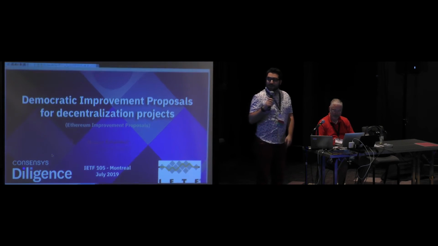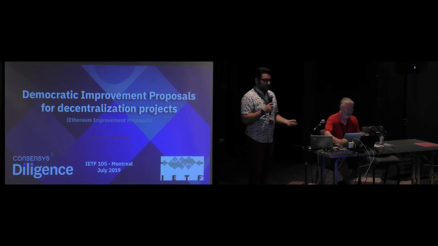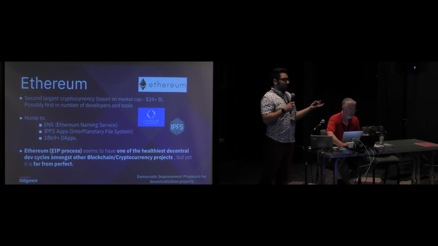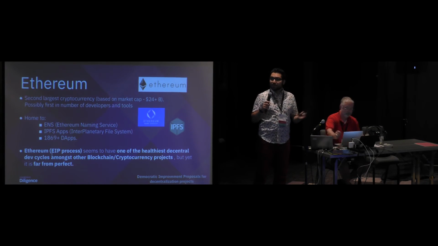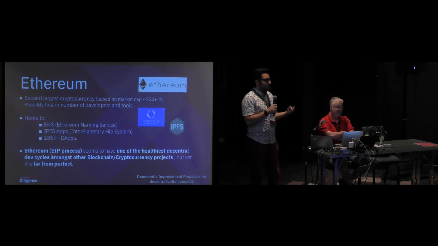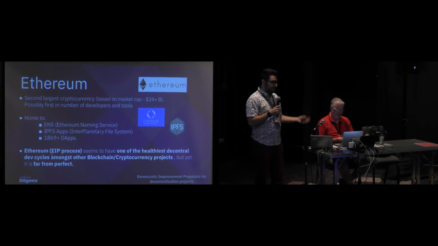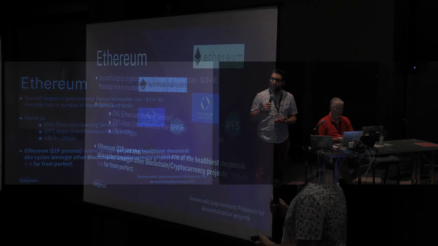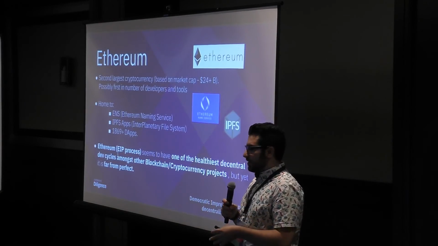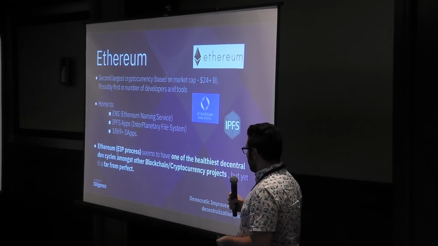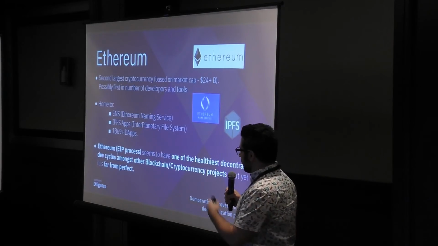Hi everyone. I'm here to talk about Ethereum improvement proposals, and there's no time for introduction. We just jump in. As you may or may not know, Ethereum is the second largest cryptocurrency based on market cap. It possibly has the largest number of developers and tools among blockchain DLTs. Ethereum is a home for ENS, the Ethereum Name Service, which is trying to do the .eth TLD and also DNSSEC in the blockchain. It's also a home for IPFS, or decentralized file system applications, and there are a lot more apps there.